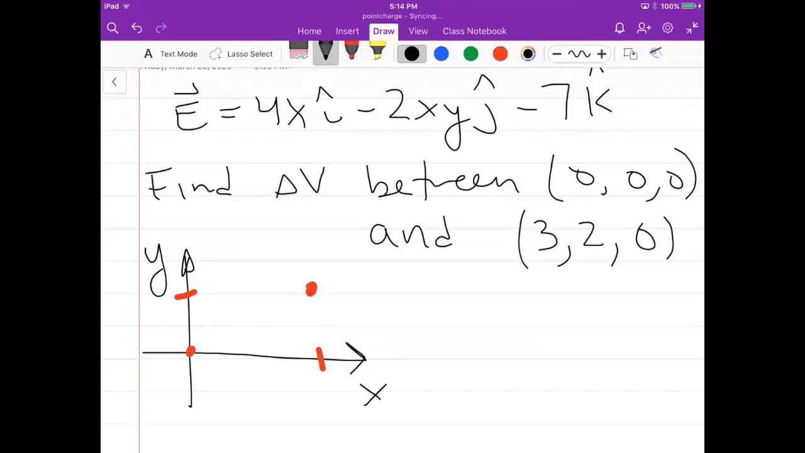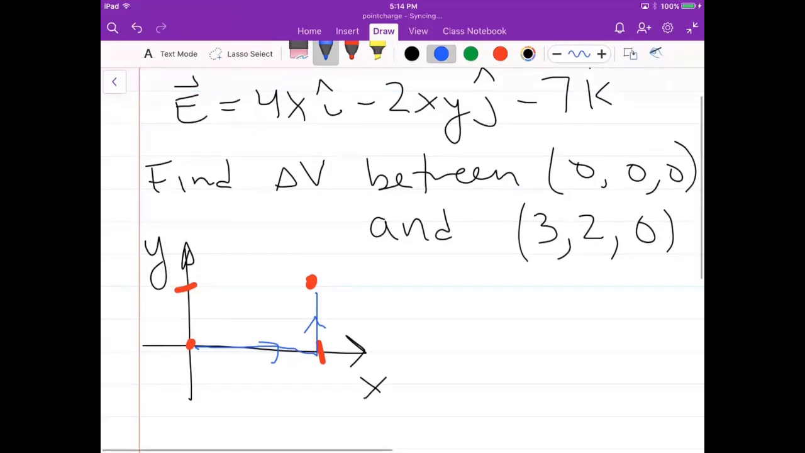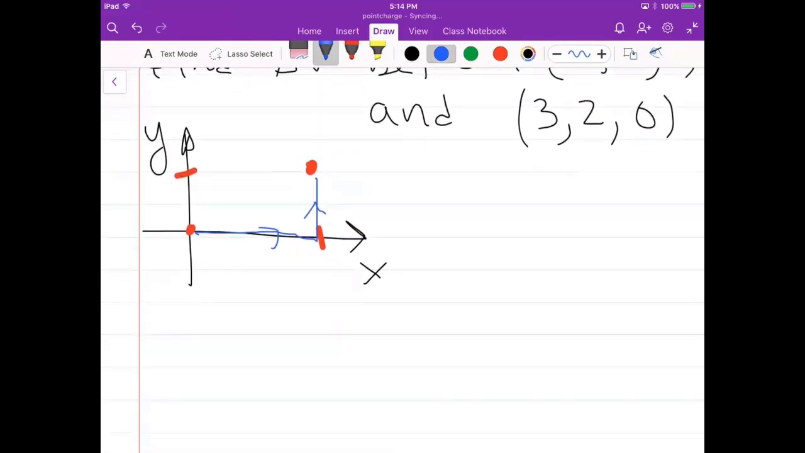Now, the great thing about the potential is that we can choose any path between these 2 points that we like. You might think that a nice straight line path would be the simplest. However, that's not really the case. Instead, we're going to go along the x-axis and then up on the y-axis. So that will be an easier path for us. So what we need to do is find the delta V for each of those paths.